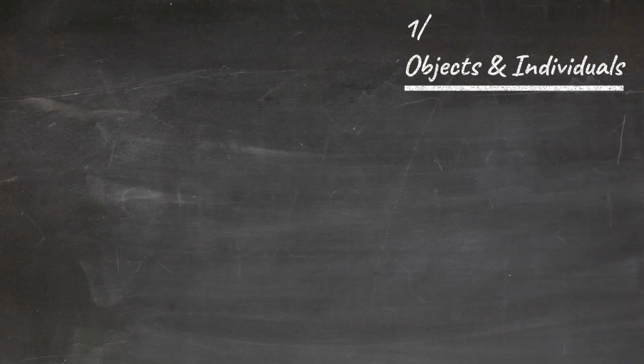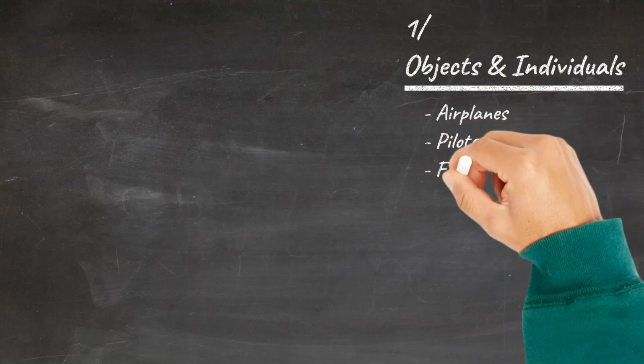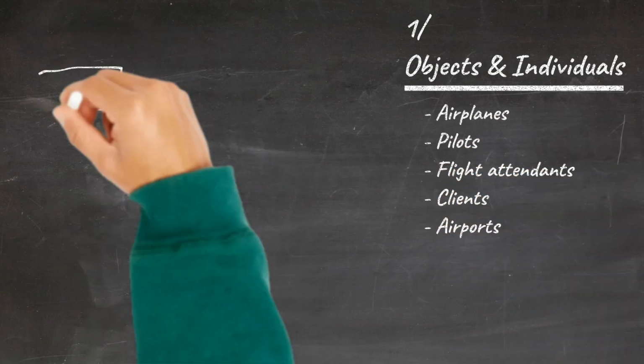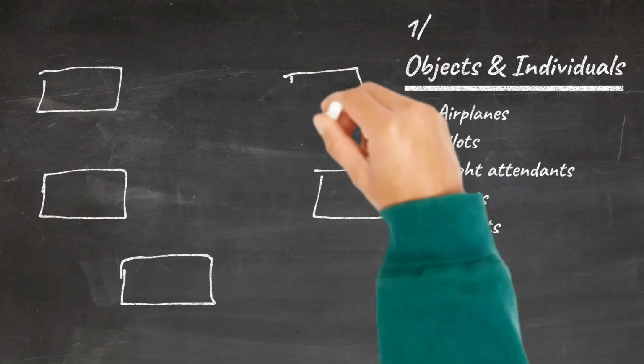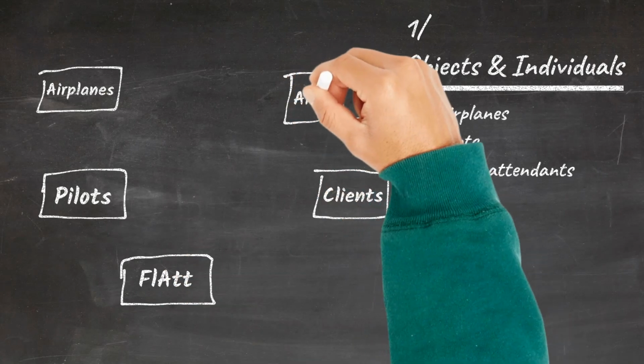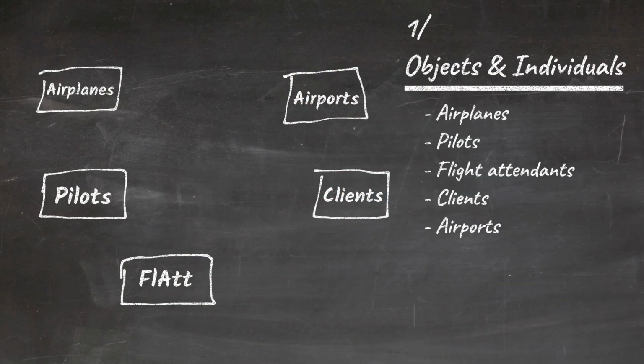Now, let's do the design. The first step is the list of objects and individuals. Here we find airplanes, pilots, flight attendants, clients, and airports. We draw a rectangle for every item. 5 items, 5 rectangles, that's simple. Other objects and individuals could be added if necessary, but let us make it simple to start. At first, it's better to focus on what really matters. Any direct relation between any two of those items? In this case, the answer is no. Otherwise, a line should connect the related items.